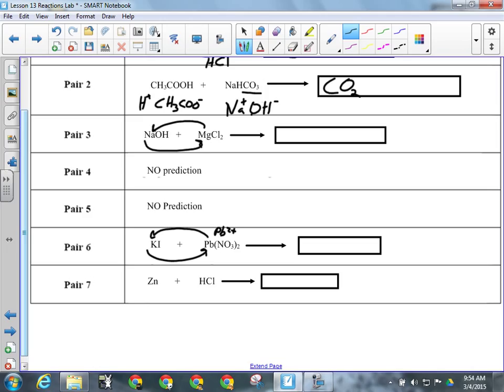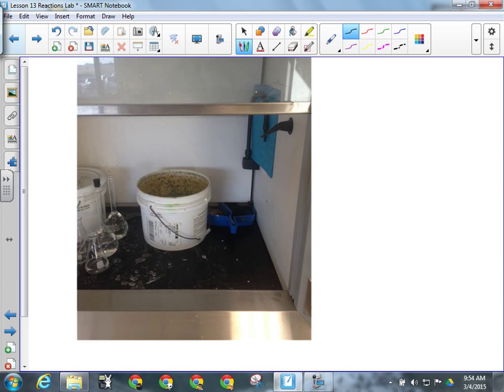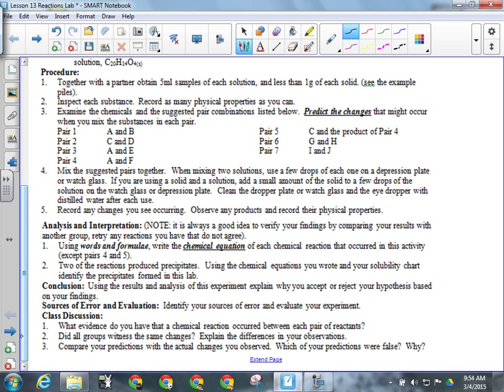So what you need to do for analysis question number 2: it says to use the chemical equations you wrote and your solubility chart. When you predict the products, you've got to check from your solubility chart which product was the precipitate in that reaction. Everyone follow me there? You guys got to do that for that part.